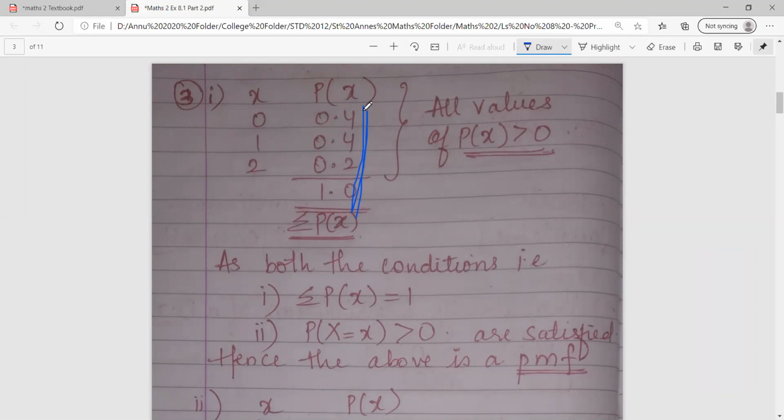Also, all the values are greater than 0: 0.4, 0.4, 0.2. So as both the conditions, that is total of P of x is equal to 1 and all the values of P of x are greater than 0, are satisfied, we can say that the above is a probability distribution and also a PMF, probability mass function.